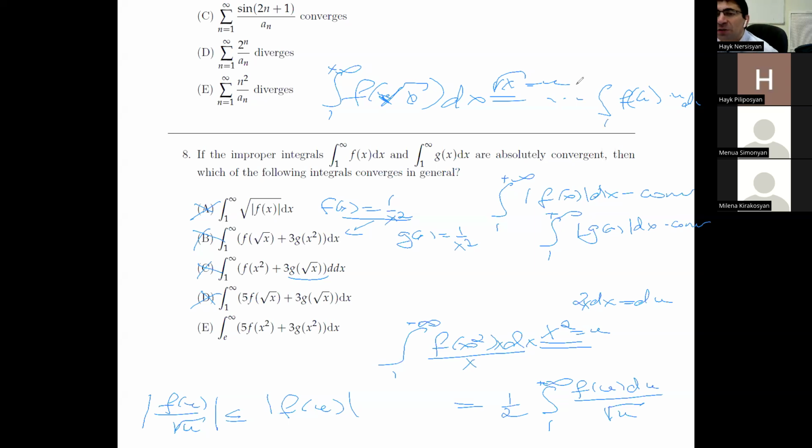So the difference between f(root of x) and f(x squared) is that here we have f(u) divided by u, so we are making our function smaller, and for f(root of x), after substitution, we get f(u) times u. We are going to make it bigger. A smaller function might be convergent, but a bigger one could be divergent. Questions?